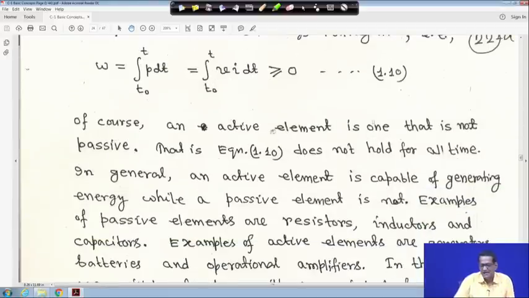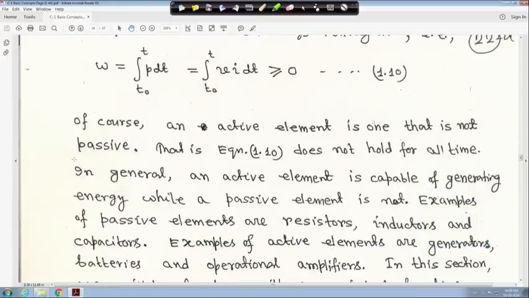Of course, an active element is one that is not passive, just the opposite. So, this is equation 1.10 of the first chapter. It does not hold for all time. In general, an active element is capable of generating energy, whereas a passive element is not. An active element will generate energy, but a passive element cannot.